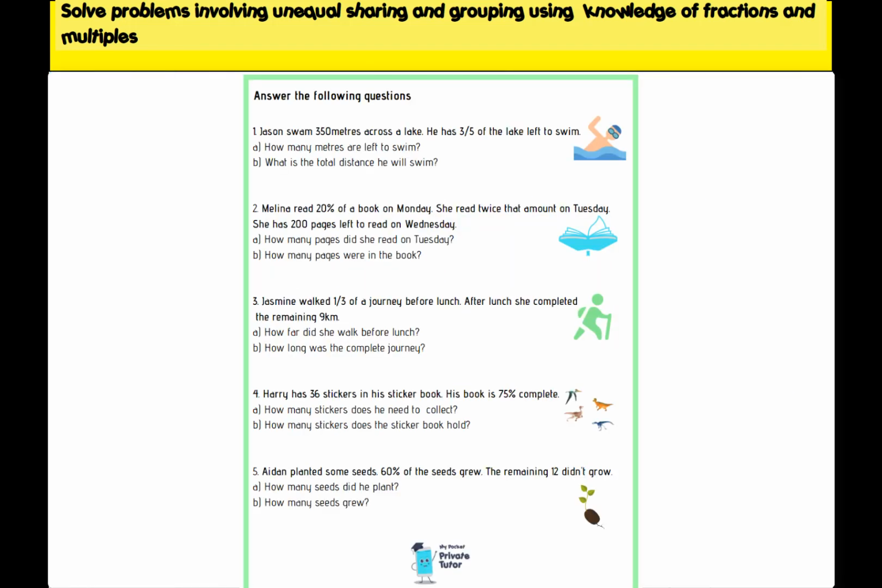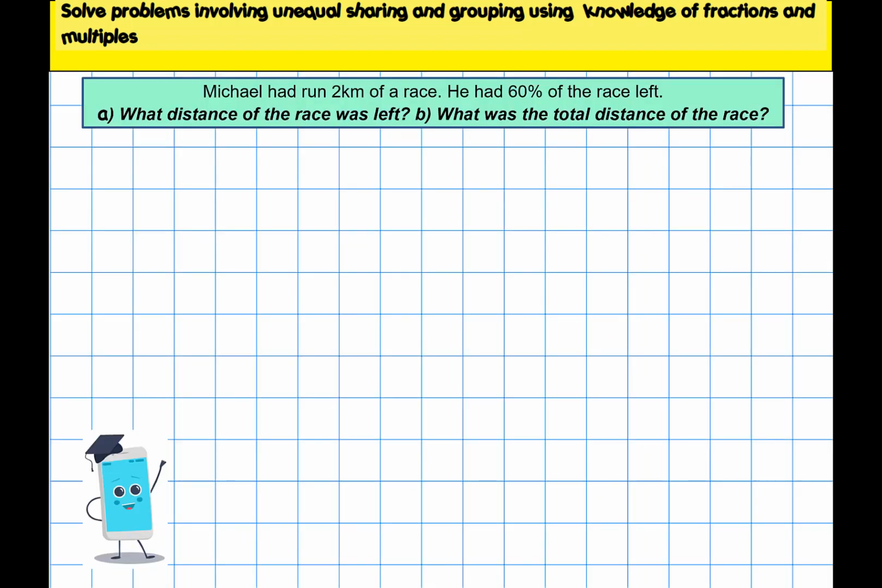Your first activity is a group of questions relating to fractions or percentages. We're going to work through how to solve this style of question. So we're going to start with an example which isn't on your worksheet. Michael had run 2 kilometres of a race. He had 60% of the race left. What distance of the race was left? And what was the total distance of the race?